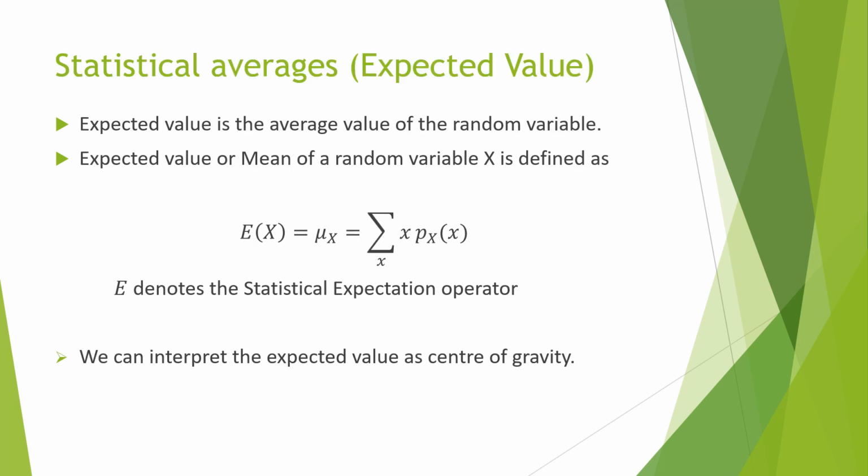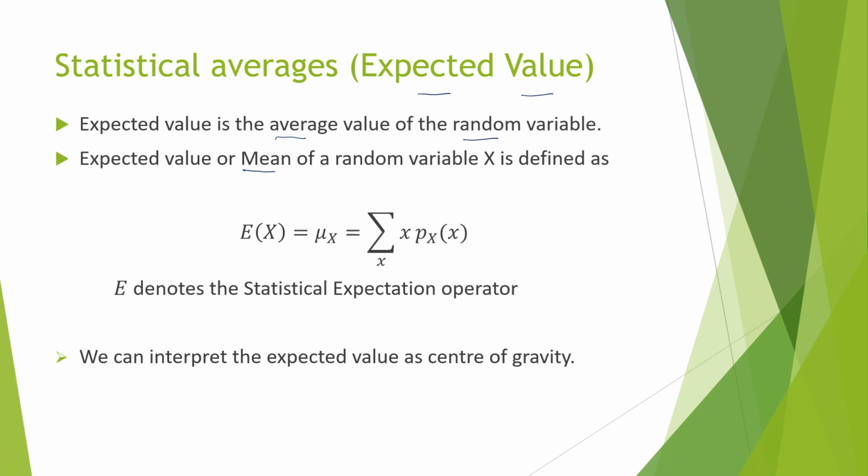Now, normally the random variables are described in statistical terms. Therefore, we have certain statistical averages to describe random variables. One such statistical average is the expected value. It is also known as the mean value. So the expected value or mean value is simply the average value of the random variable.